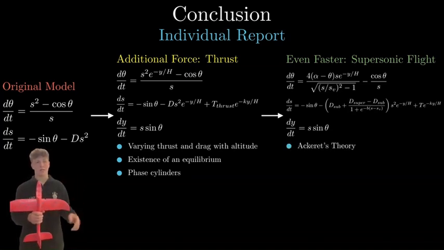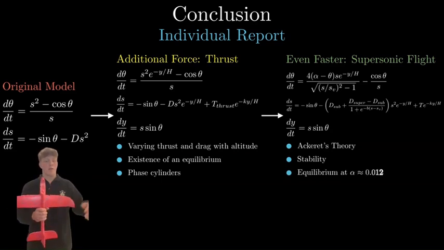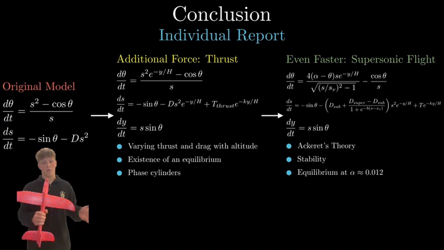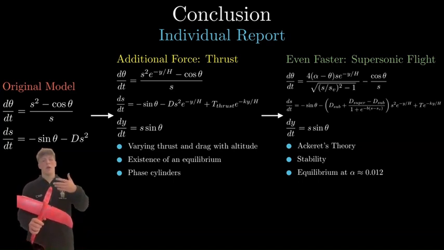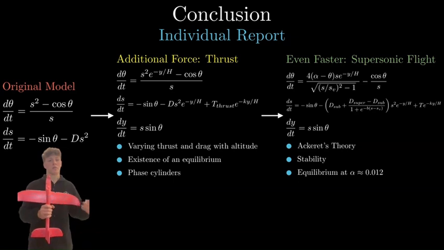during supersonic speeds by calculating the eigenvalues of the Jacobian matrix. We then found that an equilibrium does still exist when alpha is about 0.012. Overall though, this model is much more applicable and accurate for powered aircraft. So this model has become a lot more general.